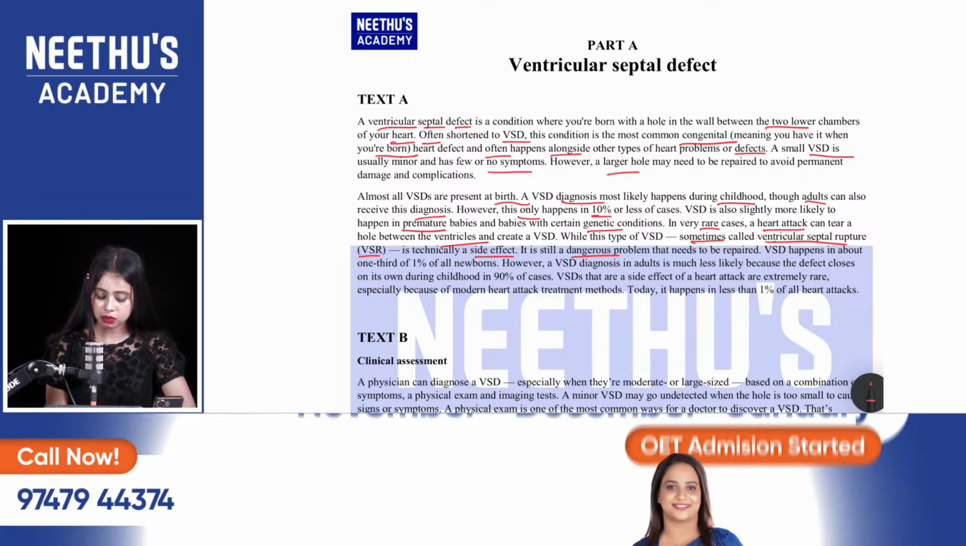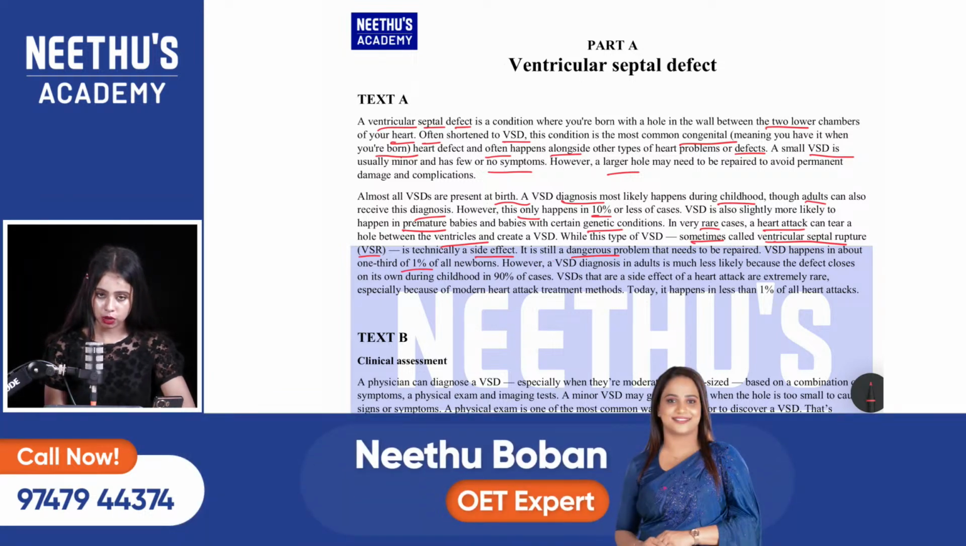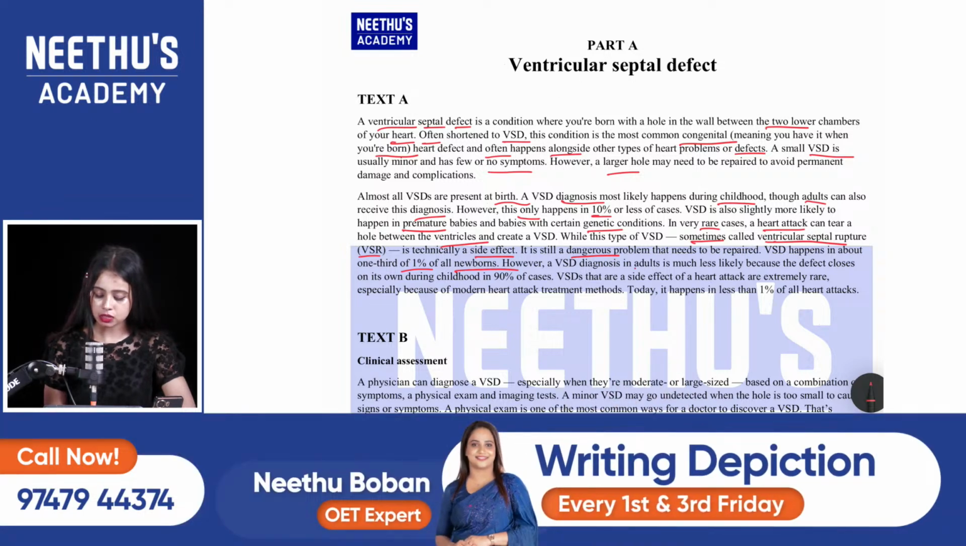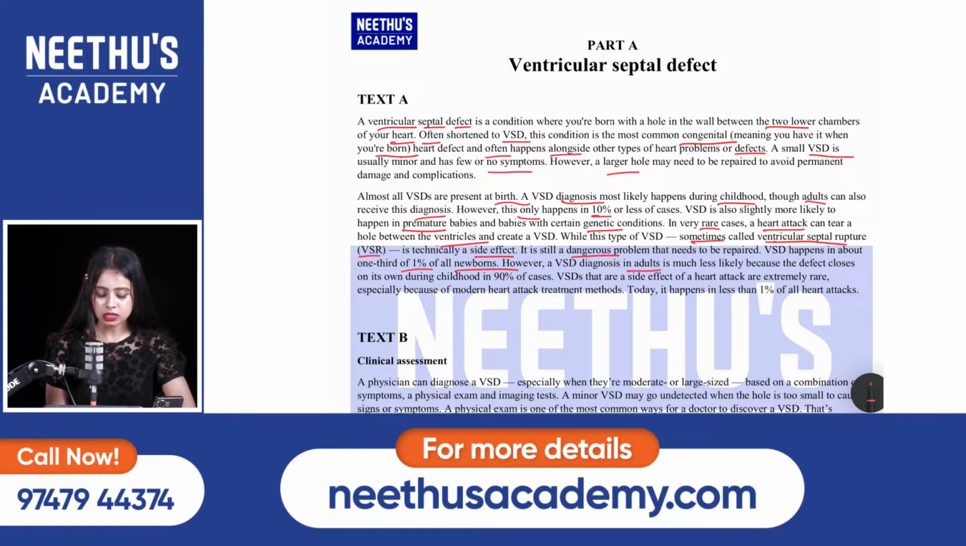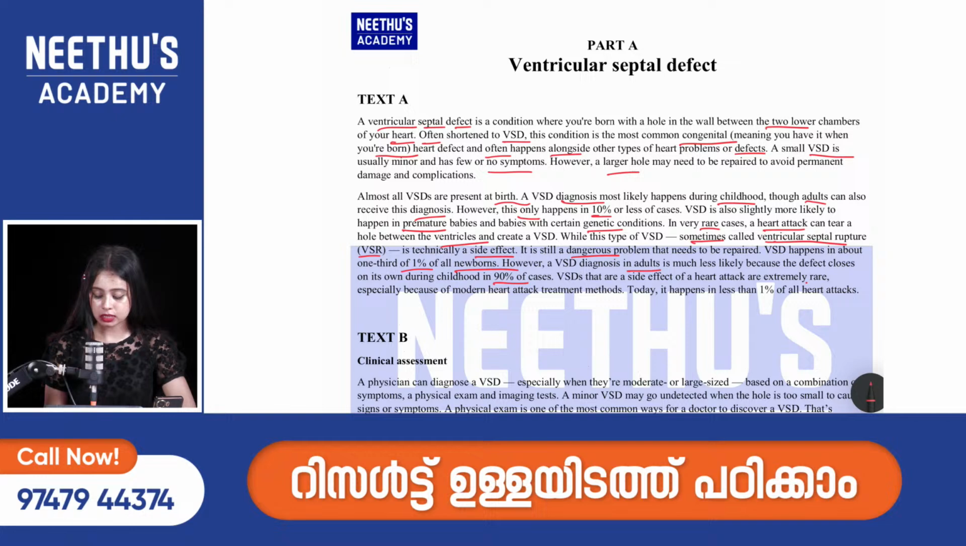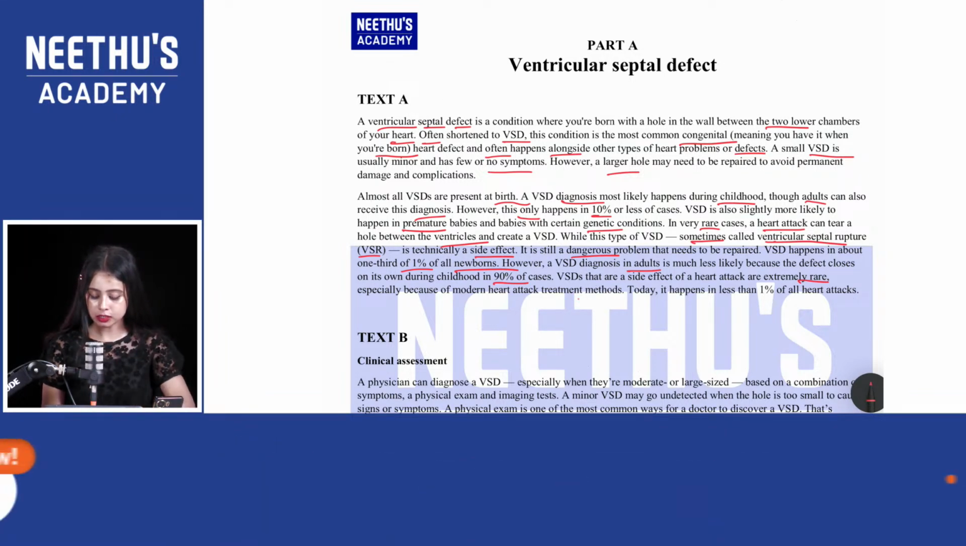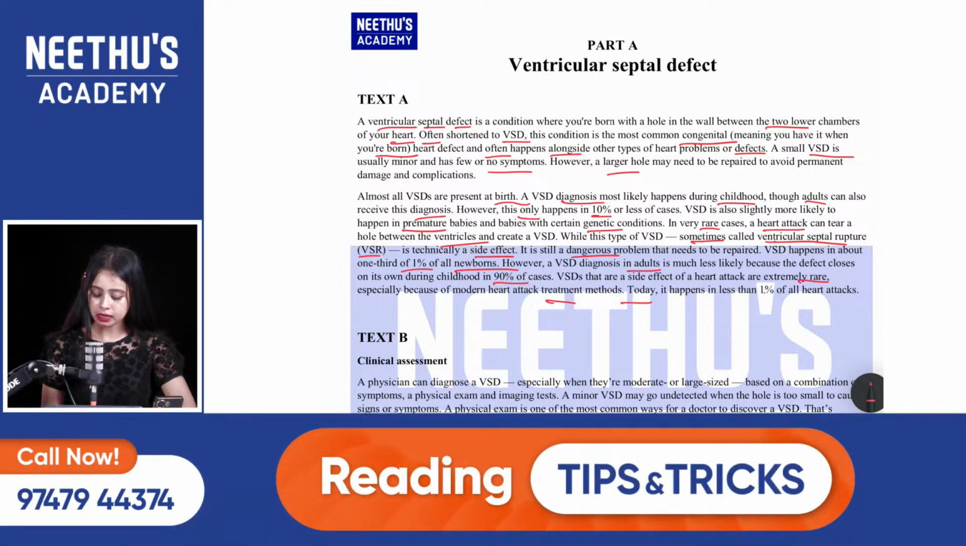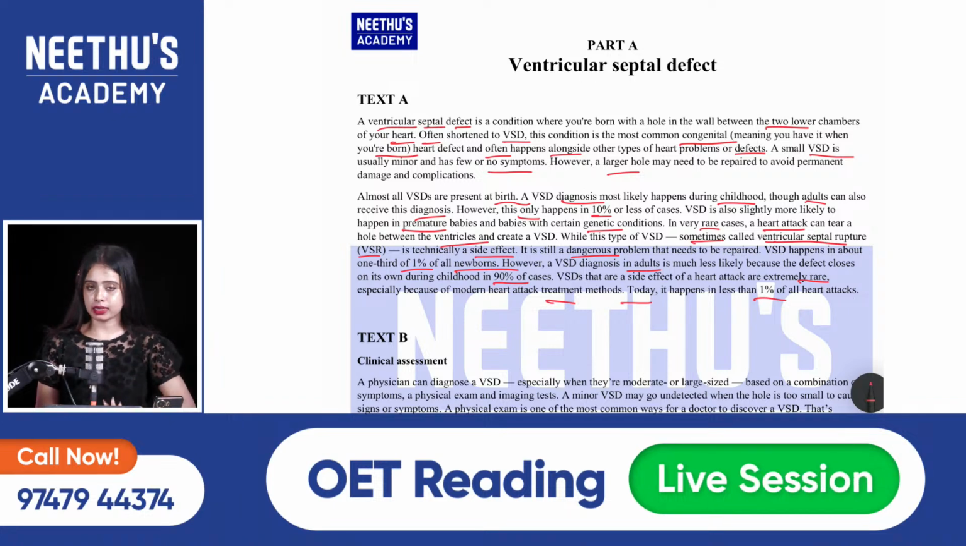VSD happens in about 1% of all newborns. However, VSD diagnosis in adults is much less likely because the defect closes on its own during childhood in 90% of cases. VSDs that are a side effect of a heart attack are extremely rare, especially because of modern heart attack treatment methods. Today, it happens in less than 1% of all heart attacks. So, these are my keywords from the text.